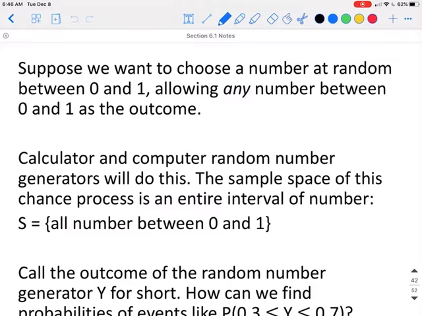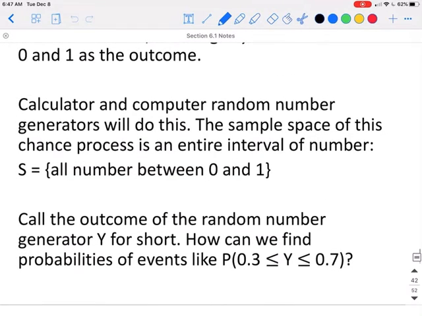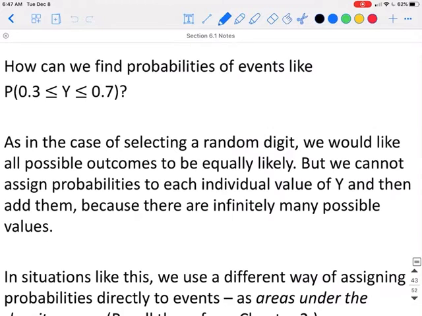Suppose that we want to choose a number at random between 0 and 1. This is allowing any number between 0 and 1 to be an outcome. Calculator and computer random number generators will do this. The sample space of the chance process is an entire interval of numbers, so our sample space S contains all numbers between 0 and 1. Call the outcome of the random number generator Y for short.